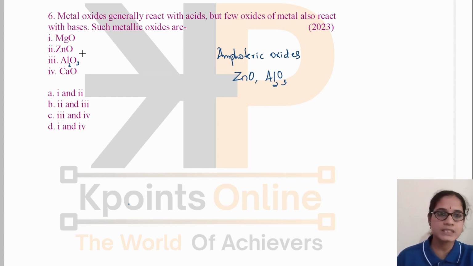So let us check the options. Here they have given magnesium oxide, zinc oxide, aluminium oxide, calcium oxide. These two are amphoteric oxides. So our correct option will be 2 and 3, that is B. This is the correct option.